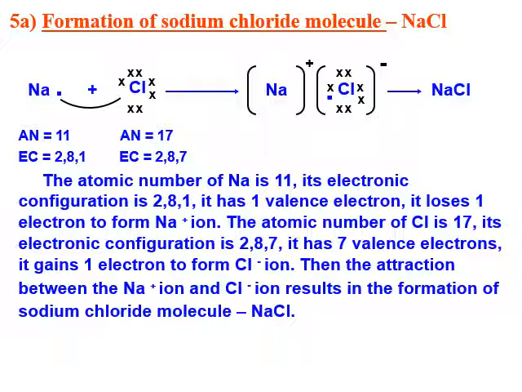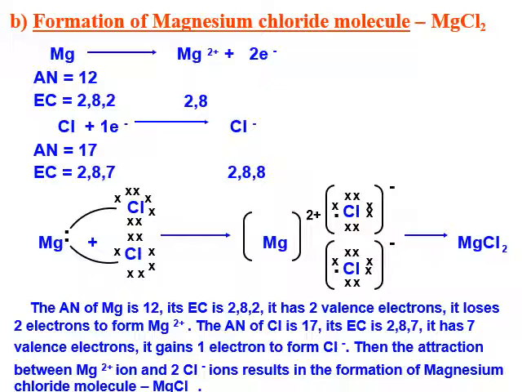And the attraction between Na+ ion and Cl- ion results in the formation of sodium chloride. The atomic number of magnesium is 12. Its electronic configuration is 2, 8, 2. It has 2 valence electrons, or outermost electrons, so it loses 2 electrons to form Mg2+.